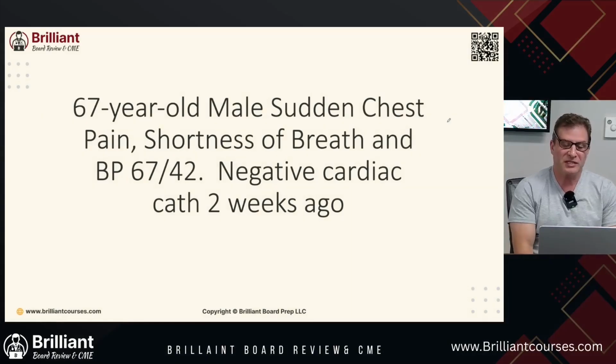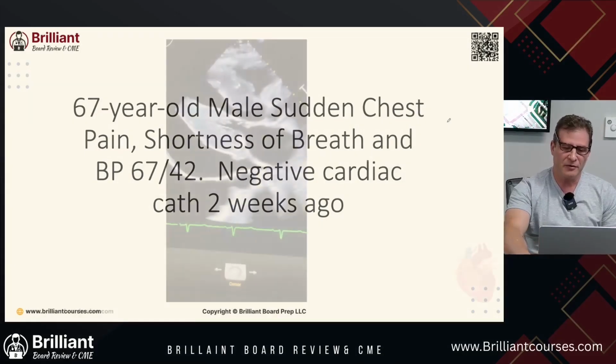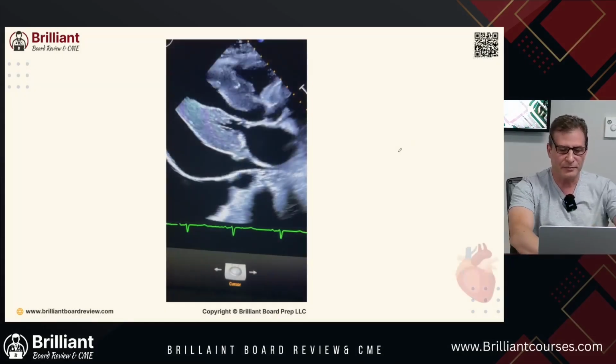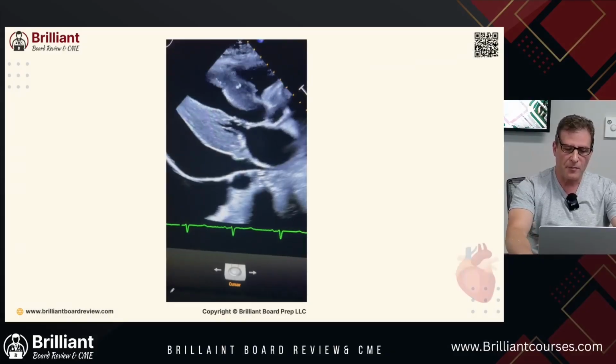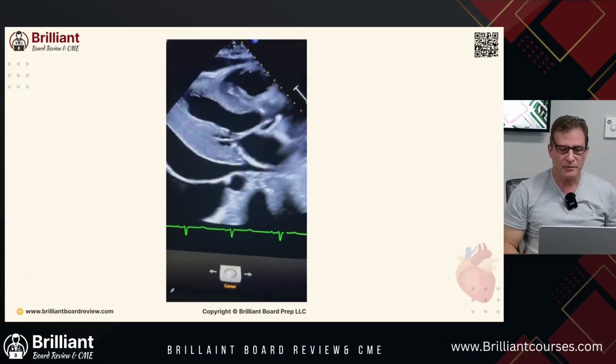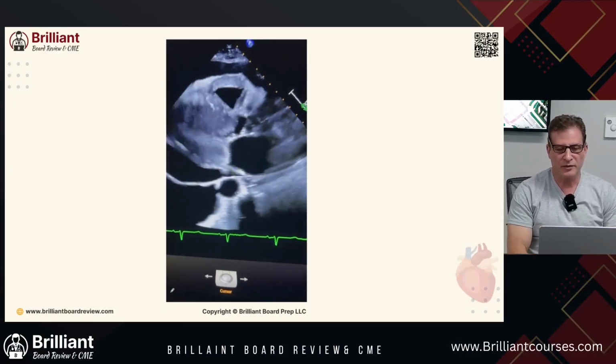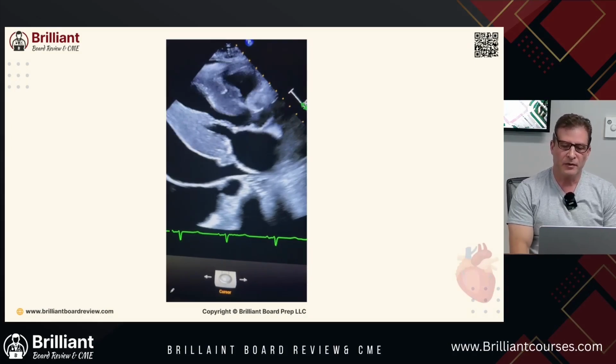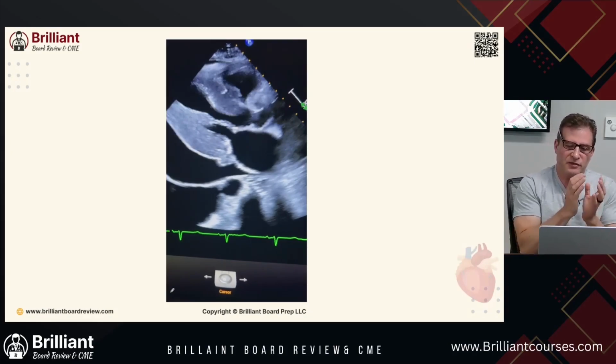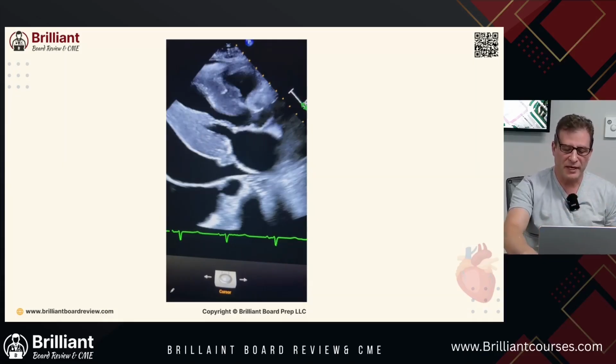This blood pressure is not sustainable. This patient will die unless you do an intervention. So what do we got here? Now let's look at this echo. See that fluid around there? See that fluid collecting around the heart, and look at the heart. There's a space between the visceral and the parietal pericardium. So we have, let's go back to it.